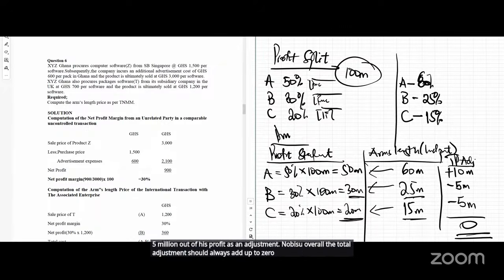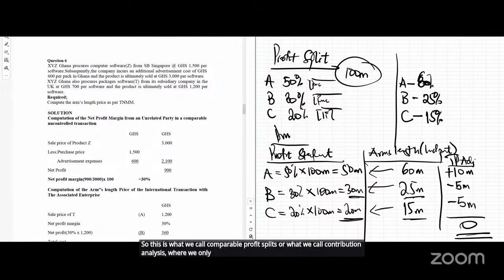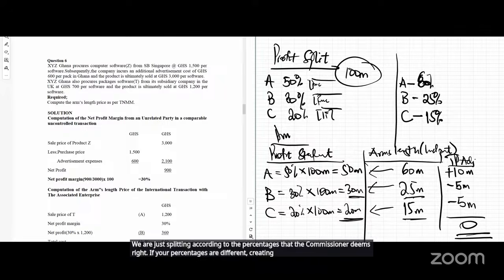So this is what we call comparable profit split, or what we call contribution analysis, where we only share routine profit. And if there are other people doing similar things on the market, we can use an appropriate method to share their profit based on a markup or a margin. Are you getting it? And then we find a transfer pricing adjustment. Here, nobody contributed to any unique intangible asset. We are just splitting according to the percentages that the commissioner deems right. If your percentages are different compared to what independent parties would have done, then we pass a transfer pricing adjustment, just like I have done there.